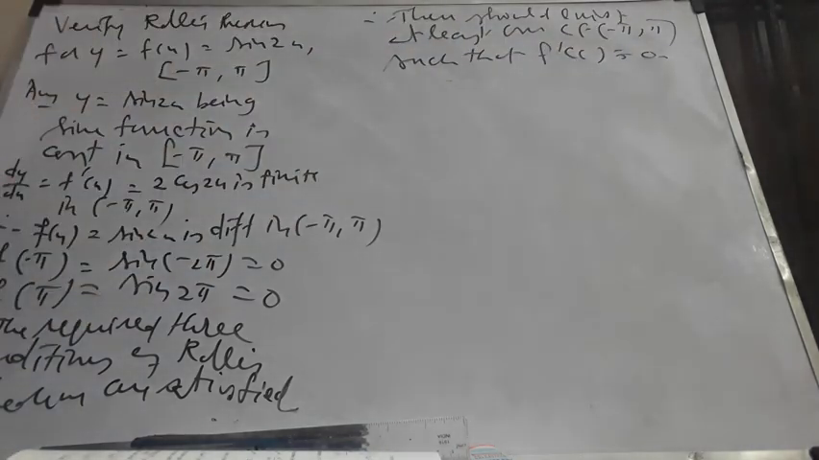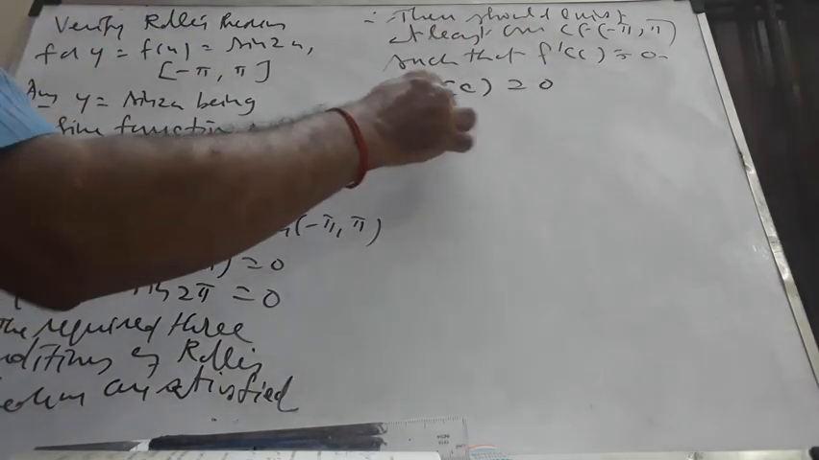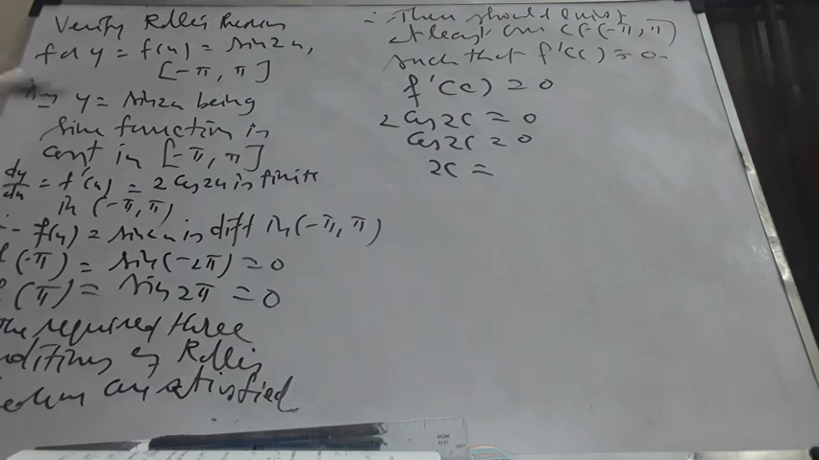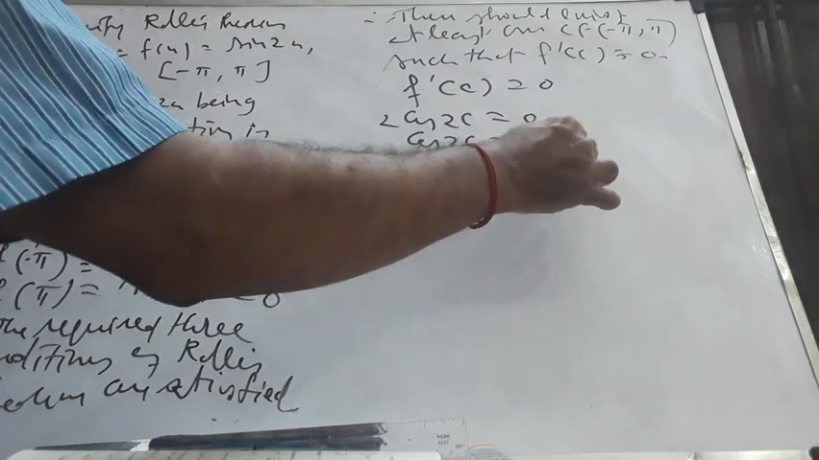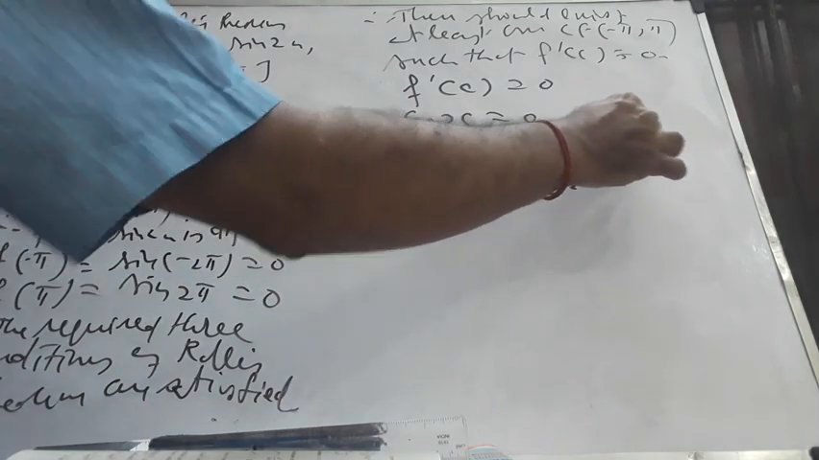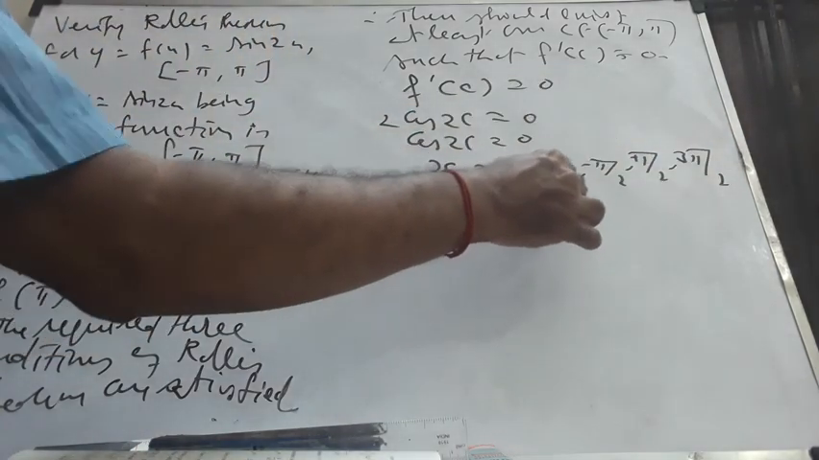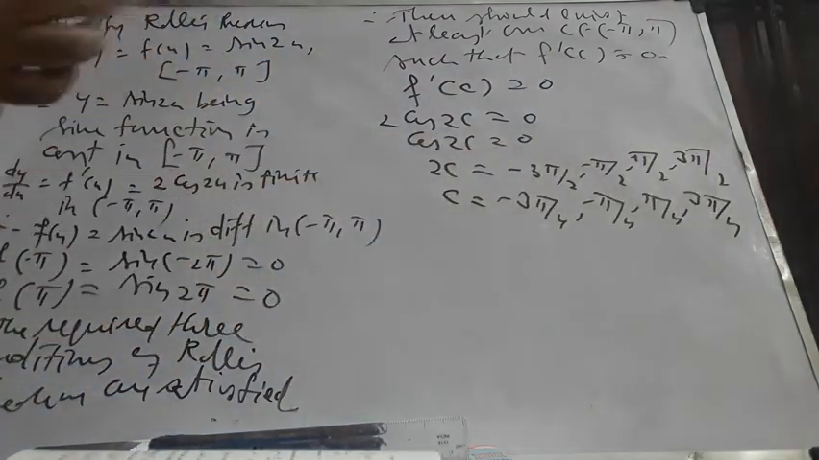Just listen. Now, if f dash of c is equal to 0, let us see what I get. I will get 2 cos 2c is equal to 0. Cos 2c is equal to 0. 2c is, let us say, at every odd multiple of pi by 2, cosine is 0. Therefore, I take it to be minus 3 pi by 2, minus pi by 2, plus pi by 2, plus 3 pi by 2. Therefore, c becomes minus 3 pi by 4, minus pi by 4, pi by 4, 3 pi by 4. I can even take minus pi by 2 and plus pi by 2 also.